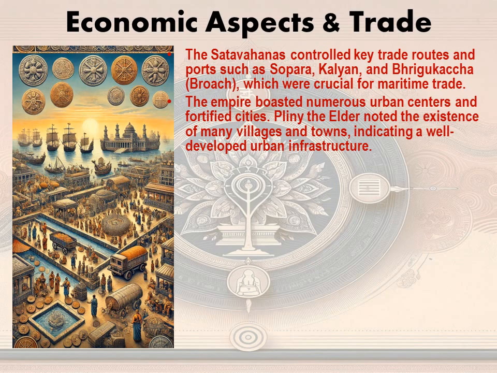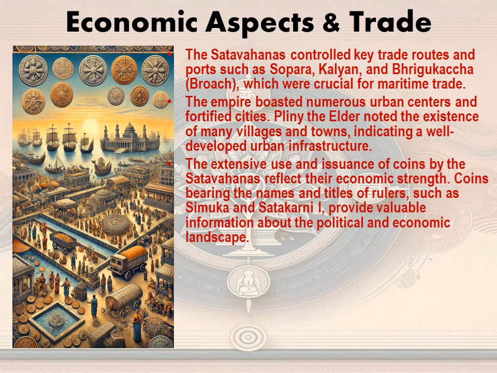The empire boasted numerous urban centers and fortified cities. Pliny the Elder noted the existence of many villages and towns, indicating a well developed urban infrastructure. So there were numerous towns and cities, and also there were rural network systems, and that was noted by the Greek writer Pliny the Elder.